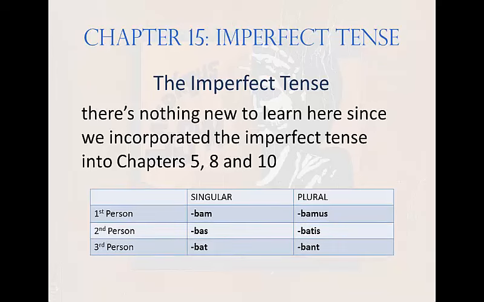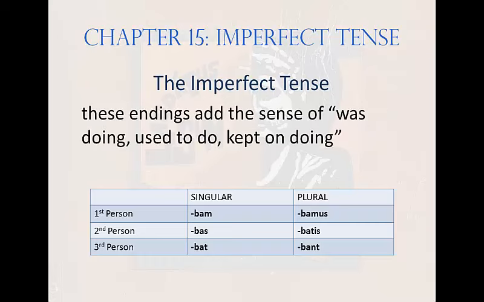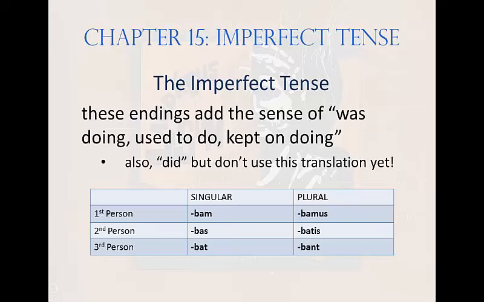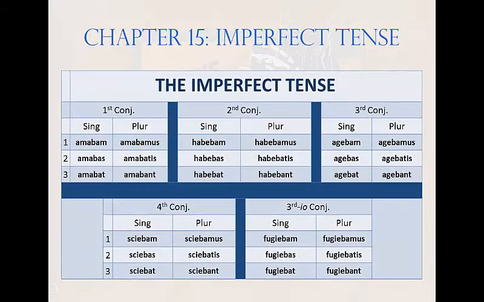Here are the imperfect tense endings in Latin. I'm sure, or at least I hope, you remember them. Adding these endings to a verb base creates a sense of was doing, used to do, kept on doing. Remember, please do not use did to translate the imperfect yet. Here is a chart showing one verb belonging to each of the 4.5 conjugations in the imperfect tense.